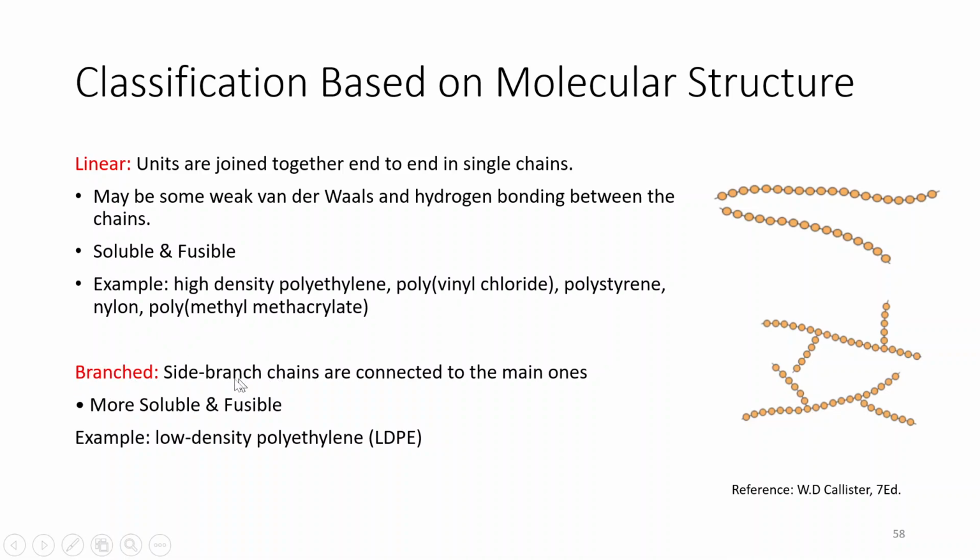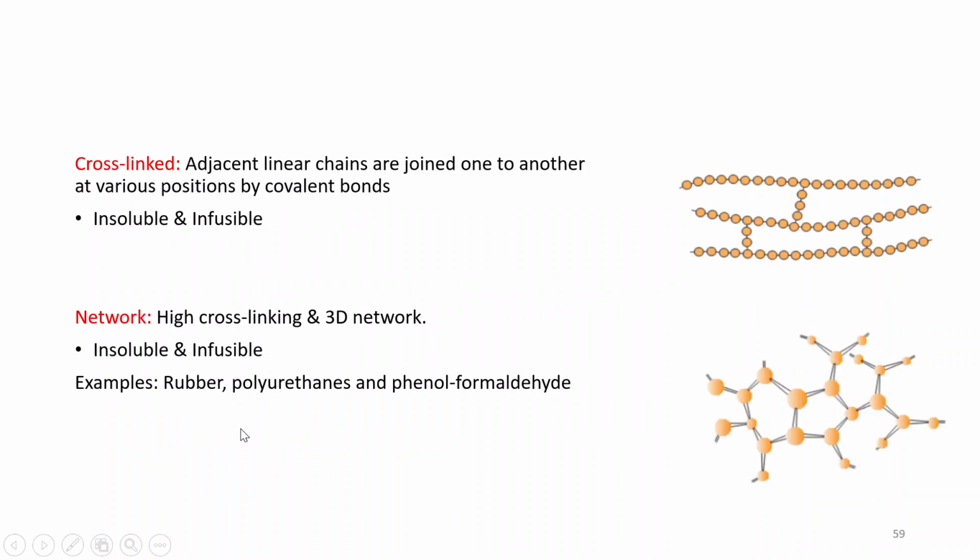In the case of branched, you have side branch chains which are connected to the main ones. These are more soluble and fusible, and an example is low density polyethylene. Because of these branches, there will be a more open structure leading to lower density. Cross-linked: now adjacent linear chains are joined one to another at various positions by covalent bonds. These are insoluble and infusible. Network: you have high cross-linking and a 3D network. These are insoluble and infusible. Examples are rubber, polyurethanes and phenol formaldehyde.